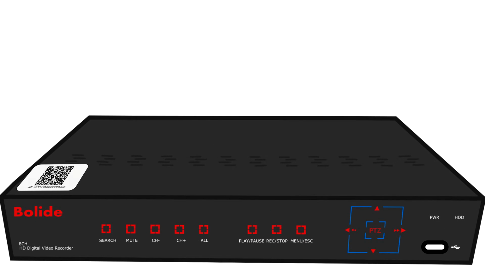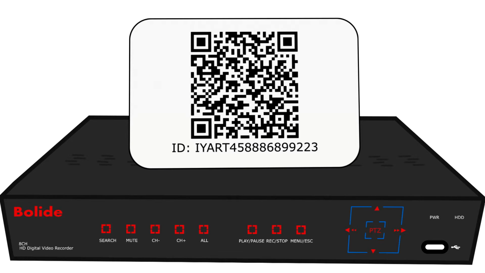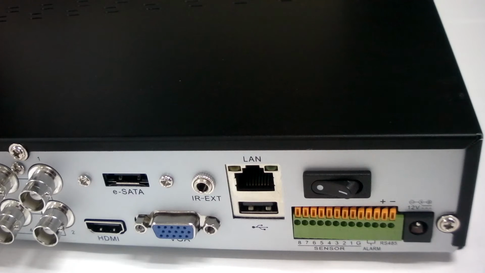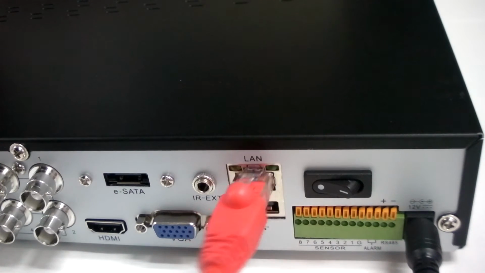iOS and Android devices can get a free app that easily inputs these IDs by scanning a QR code found on the DVR. This extremely short process will allow you to live view your DVR footage from a mobile device within minutes. To begin, after unboxing your DVR, connect it to the power and Ethernet.